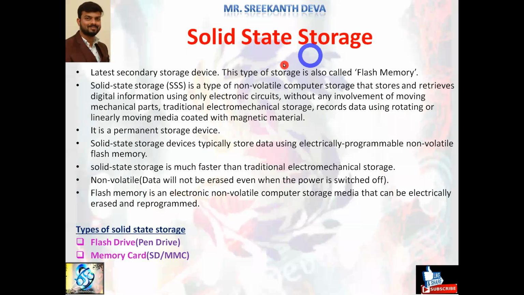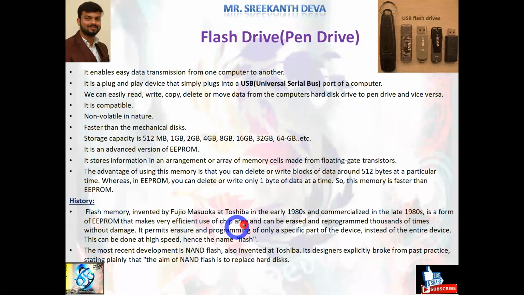It is also secondary storage. Again, it consists of different types like flash drive, also called pen drive, and memory cards, which come under MMC, multimedia cards, and SD cards, secure digital cards. These are all different types of solid state storage. We'll discuss them one by one. Coming to the flash drive, also called pen drive.